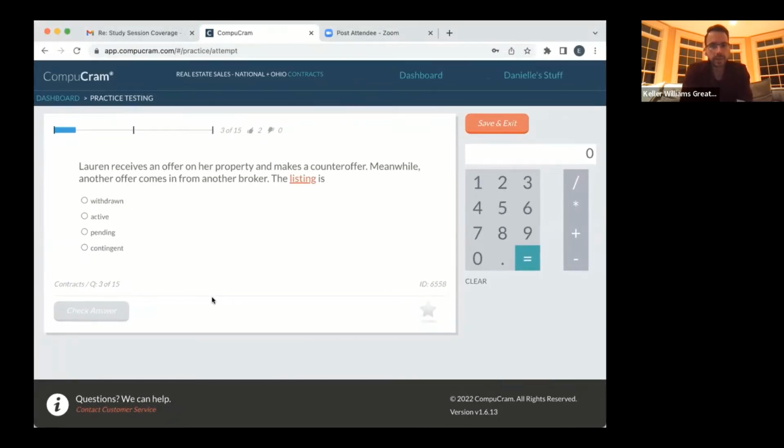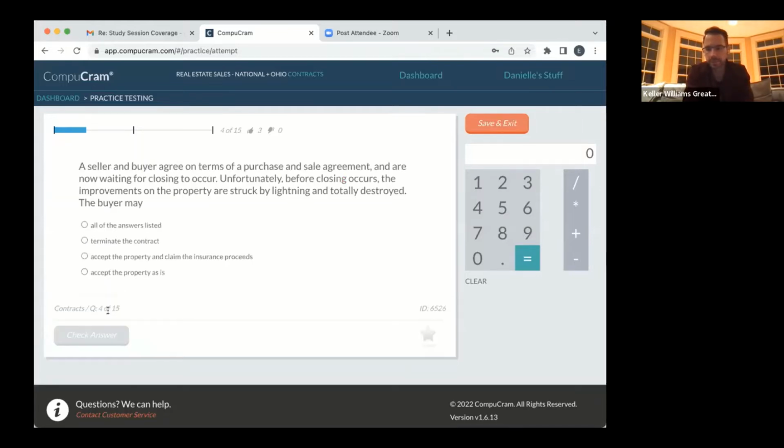All right, so next one. Laura receives an offer on her property and makes a counteroffer. Meanwhile, another offer comes in from another broker. The listing is withdrawn, active, pending, or contingent. What do we have? Make sure everyone is typing in your answers here. We want to make sure that you're learning as much as possible. So again, Laura receives an offer on her property and makes a counteroffer. Meanwhile, another offer comes in from another broker. The listing is B, active is correct.